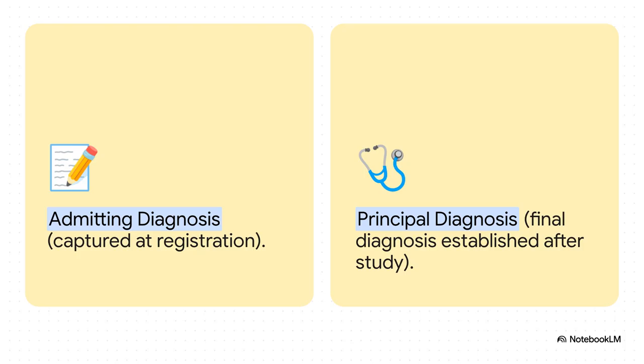And this brings us to a major tripping point for a lot of students. You've got to clearly delineate between the admitting diagnosis and the principal diagnosis. The admitting diagnosis is usually captured right there at registration, or maybe down in the ED. It's basically the primary reason the patient walked through the doors in the first place. Think severe chest pain or fever of undetermined origin. But the principal diagnosis, that's the final diagnosis established after study.